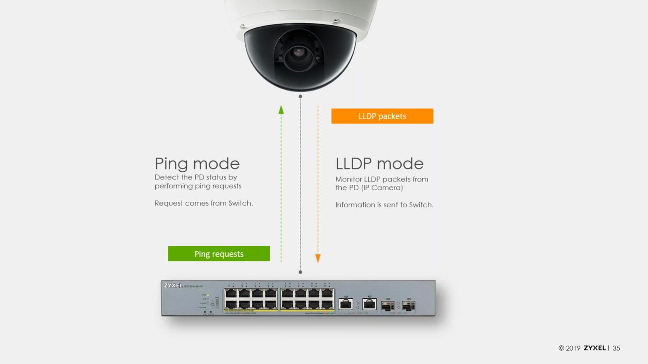LLDP is a commonly used neighboring protocol of networking devices, meaning that it's able to supply more information. My IP address is this, my MAC address is this, my device name is this, etc. So as we saw on the previous screen about the Axis cameras, that information is supplied by LLDP.